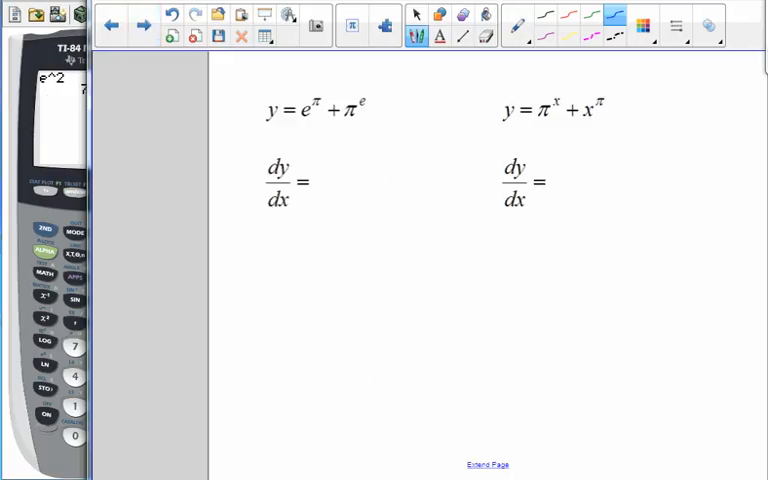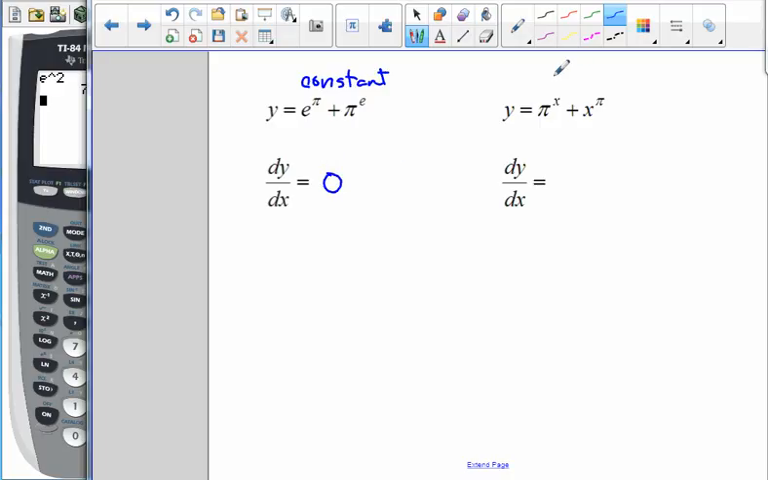All right, here's our last two problems. Here we've got e to the pi plus pi to the e. I want you to recognize that this is just a big old constant. It's a number that we could figure out on our calculator if we wanted to, but know that it's just a constant, so its derivative is simply 0.